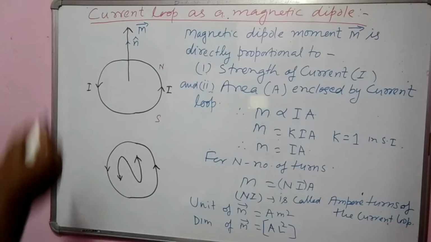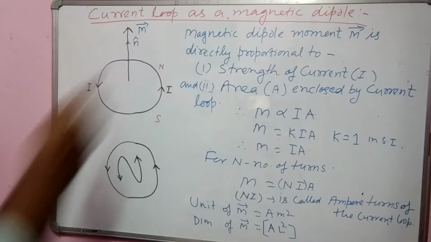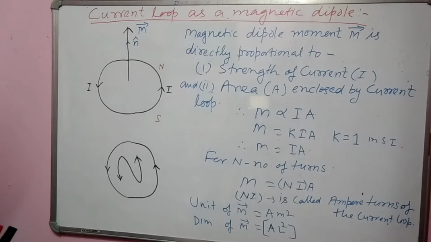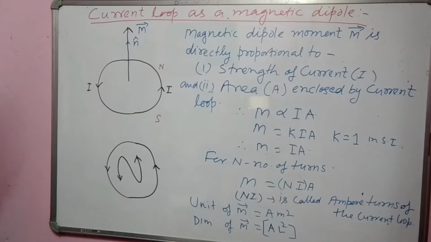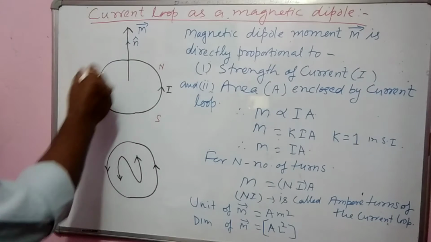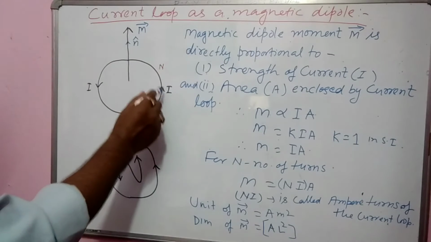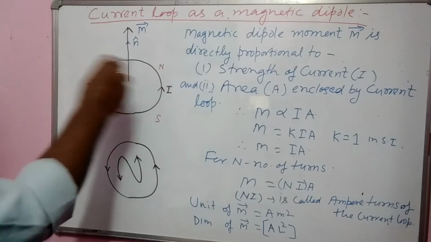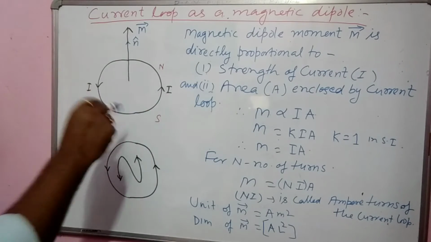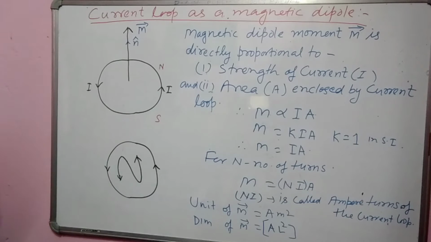Today I am going to explain current loop as a magnetic dipole. Current loop behaves like a magnetic dipole. Dipole means it will have two poles, north and south pole. Let us consider a current loop. This is the current loop and current I is flowing through it. So it will be treated as a magnetic dipole.